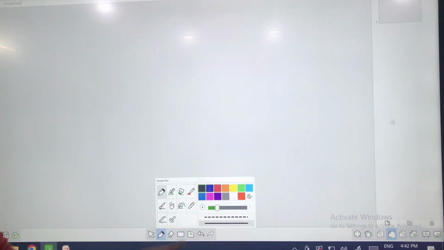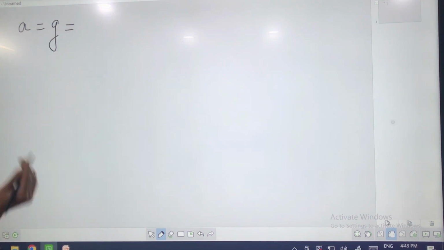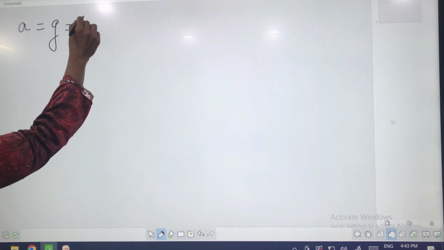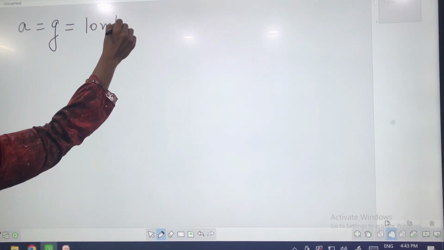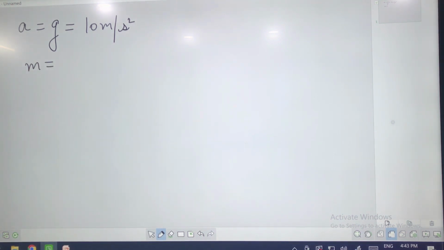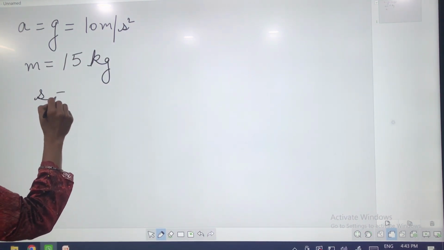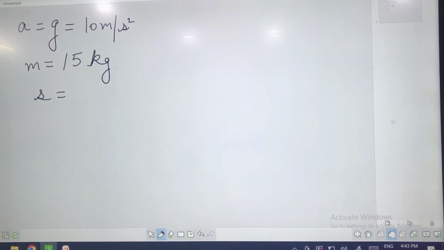So let us proceed with it. So what is provided to us? One thing, we are working because of gravity, and we will take acceleration as acceleration due to gravity, and it is in the downward direction, and obviously we will take positive 10 meter per second square here. Mass that was provided to us was 15 kilogram, and displacement is of 40 meter.